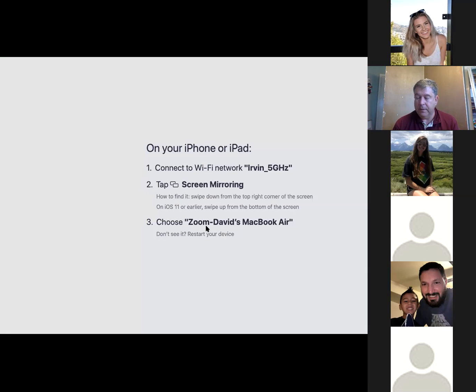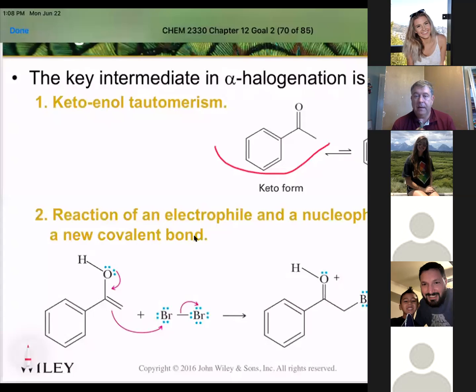Come on, stop mirroring, remirror. My iPad's being temperamental today. All right, let's see this.